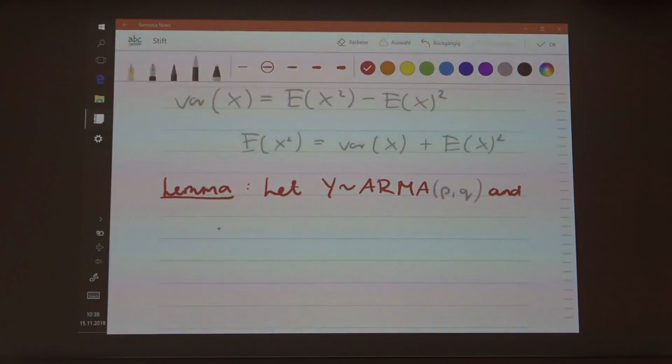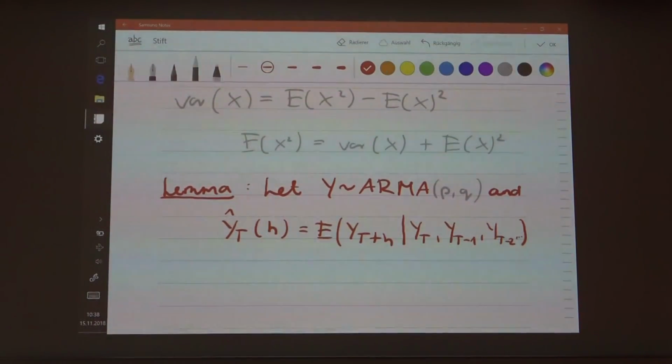And let the forecast be denoted as follows. I use the forecast at time t for time t plus h, and I would use the conditional expectation, as I said before: the conditional expectation of the process at time t plus h given its past, namely Y_t, Y_{t-1}, Y_{t-2}, etc. This is the past of the process, and I suppose I'm using that for forecasting values of the stochastic process at time t plus h.